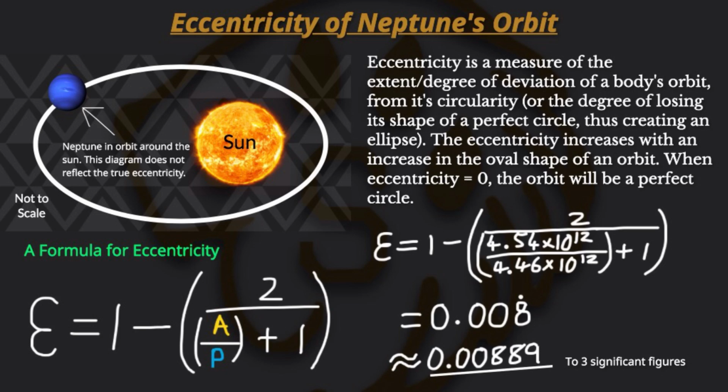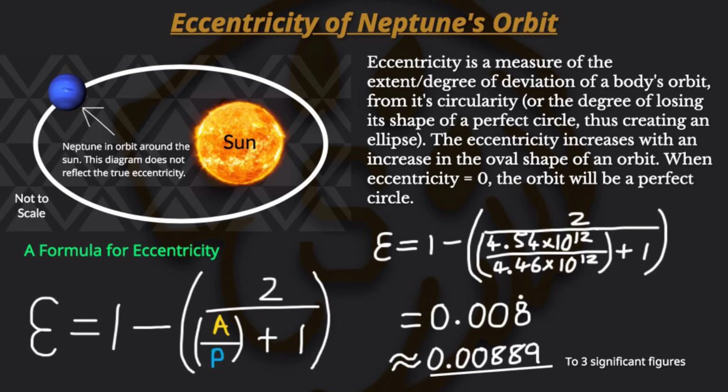yes, 889 to 3 significant figures. If it is 89, then it is to 2 significant figures. Okay, so if you look at that eccentricity that we have calculated, it's very close to 0. And as you see in that note, it says in the last sentence, when eccentricity is equal to 0, the orbit will be a perfect circle.